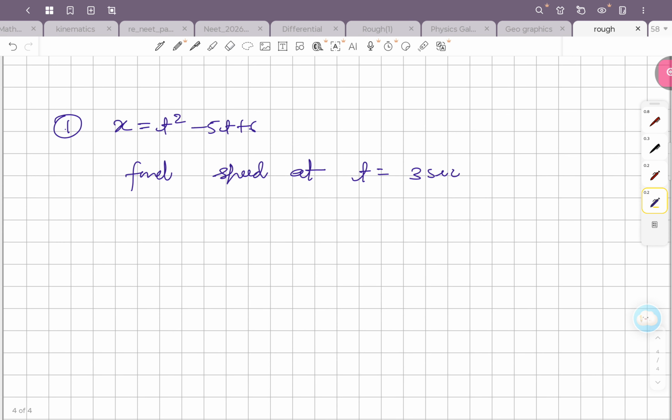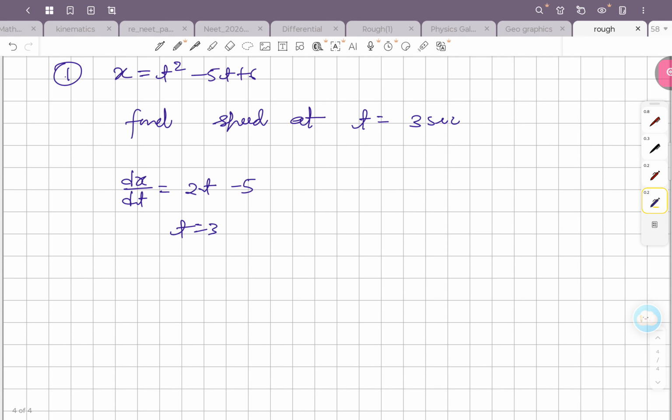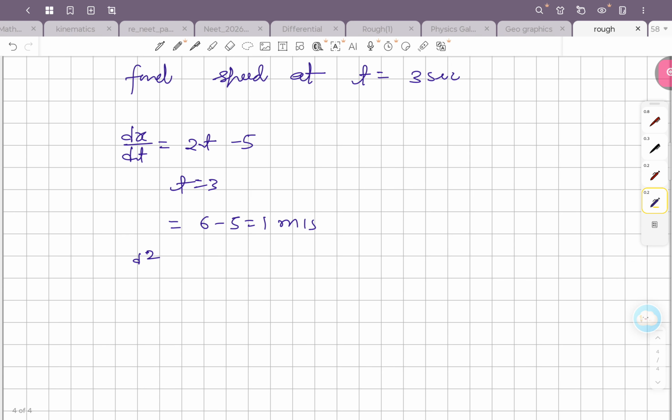This is the x-t relation, so you differentiate it: dx/dt equals 2t minus 5. Put t equal to 3 seconds here, so it is 6 minus 5, that is 1 meter per second. If it is asked about the acceleration, you differentiate again: d²x/dt² equals 2, that is 2 meter per second square.